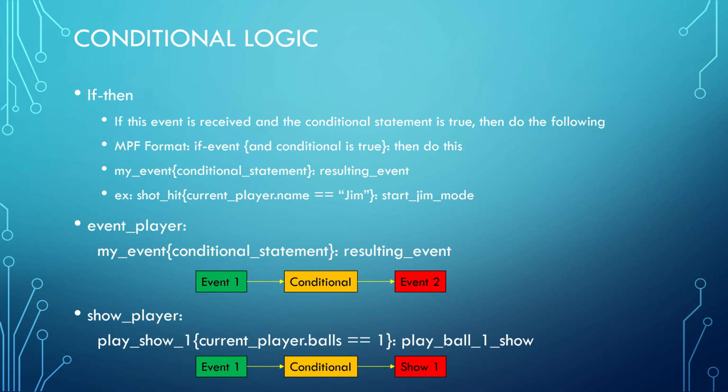So an example is if I had a shot that was hit and I wanted it to only start a mode if the current player's name was Jim, then I would say shot_hit, have the curly brackets, current_player.name double equals. You can't do single because that means you're setting a variable. Double equals means you're testing it for equality. And you're going to look for the string, so you have the double quotes, Jim, and then on the right-hand side, you start Jim mode.